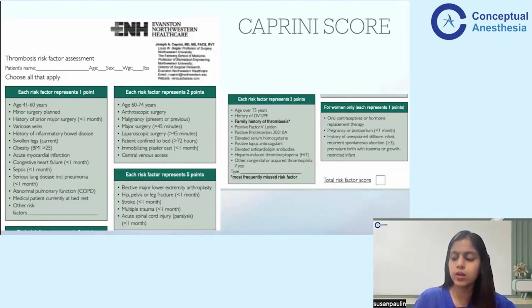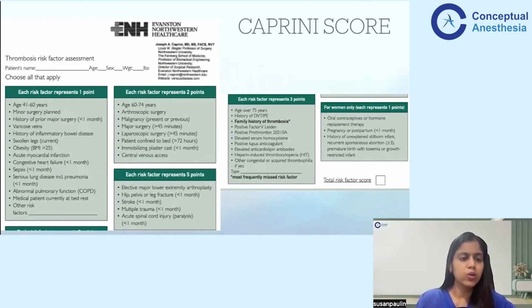This is the Caprini score, which was introduced by a surgeon, Dr. Joseph Caprini, quite some time back. It has been in place for more than two decades now. Some risk factors are given 1 point, some are given 2 points, and there are risk factors which are given higher points, such as 5, and the total is then taken into consideration.